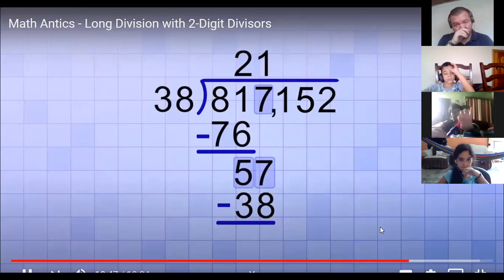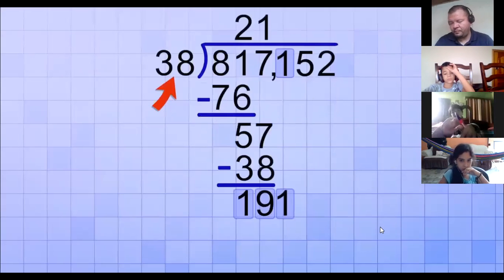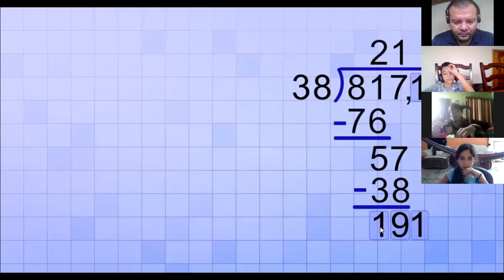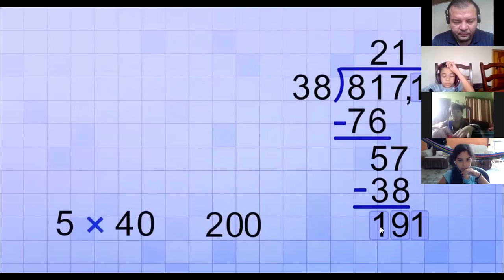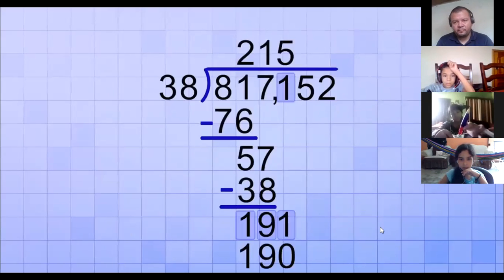On to the next digit. We bring down a copy of the 1, and now we ask, how many 38s will it take to make 191? That's a bit tougher. To estimate, I'll round those numbers to 40 and 200. And I know that 5 40s makes 200, so 5 is my estimate for the next answer digit. 5 times 38 equals 190, and 191 minus 190 leaves a remainder of 1.